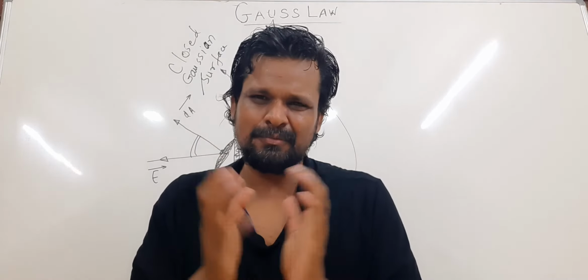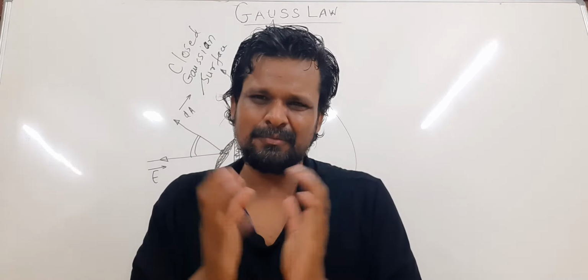Now please see here. With respect to this point, the plane is perpendicular. And with respect to this point, the plane is perpendicular, and the direction of area is radially outward or radially inward.